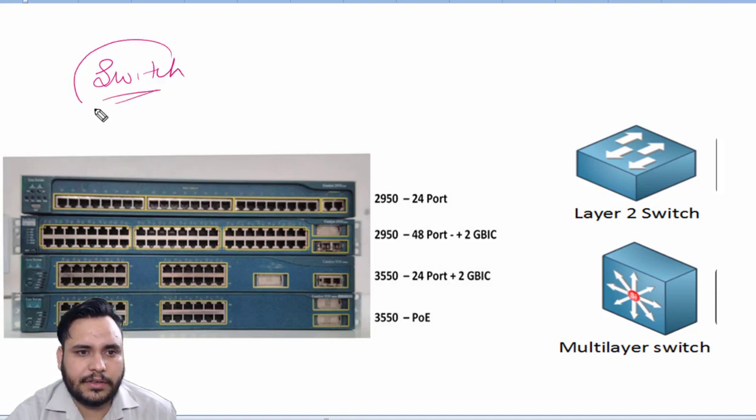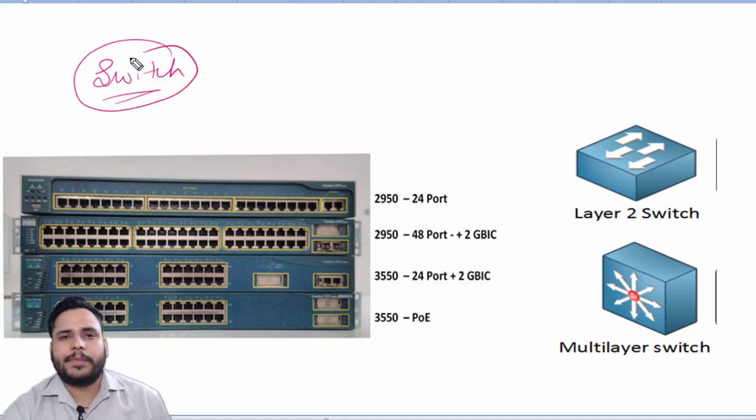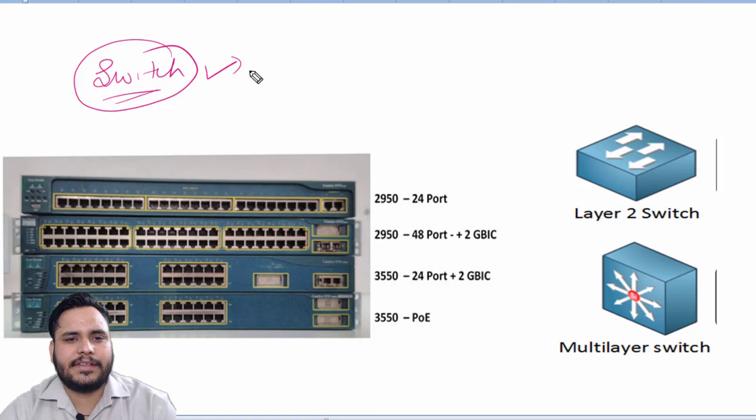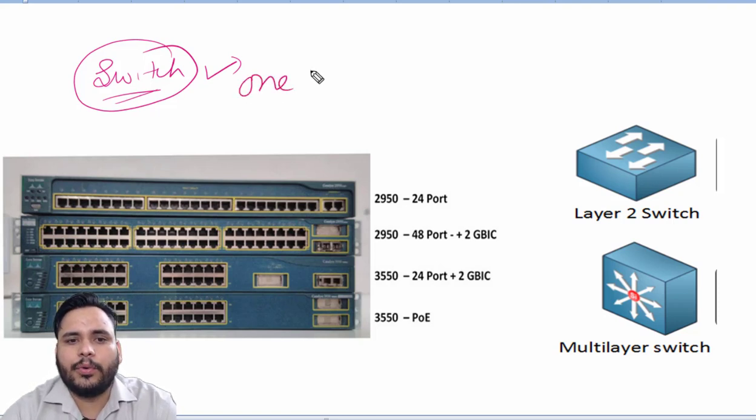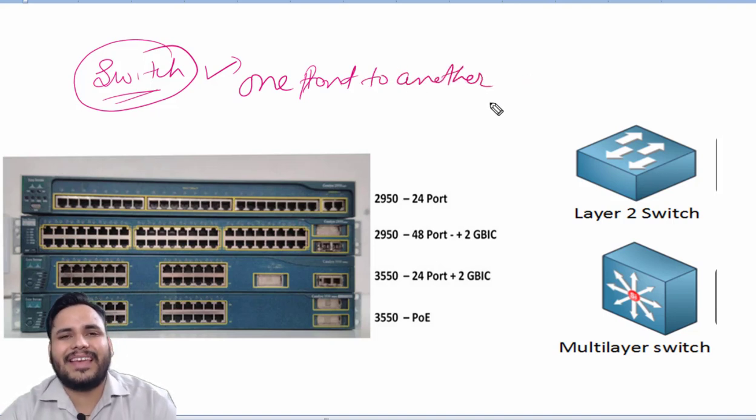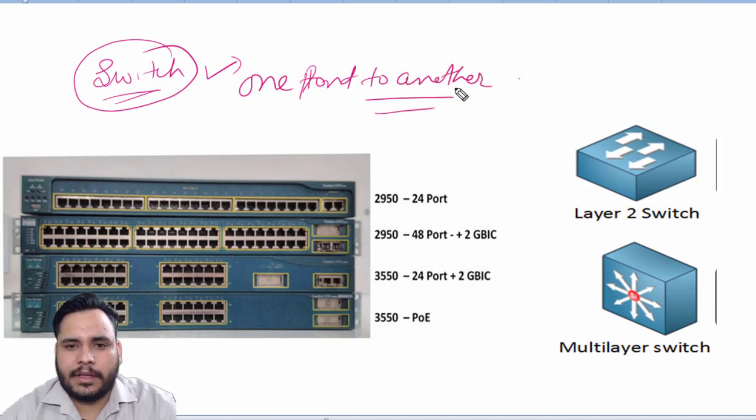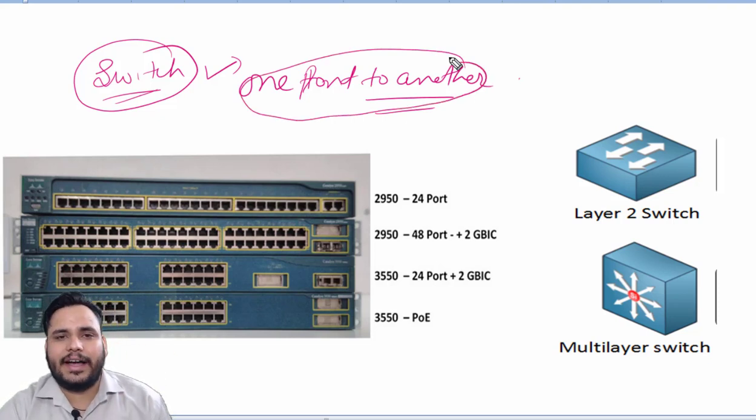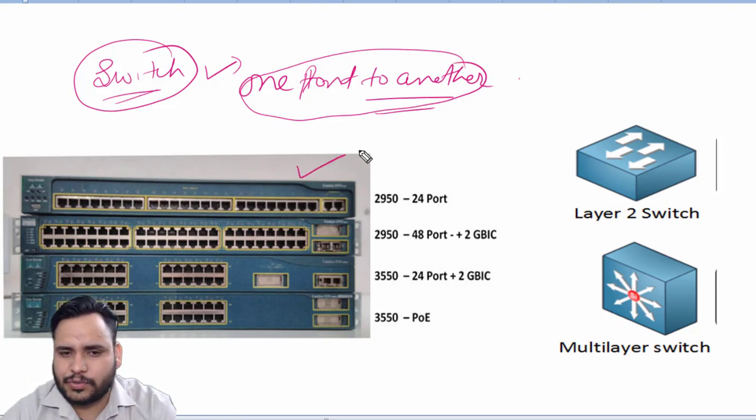Switch is basically a LAN device which is used in a local area network, and it is known as a one port to another port device. This is the basic example of this. Basically, switch is used for transferring data within the LAN only.